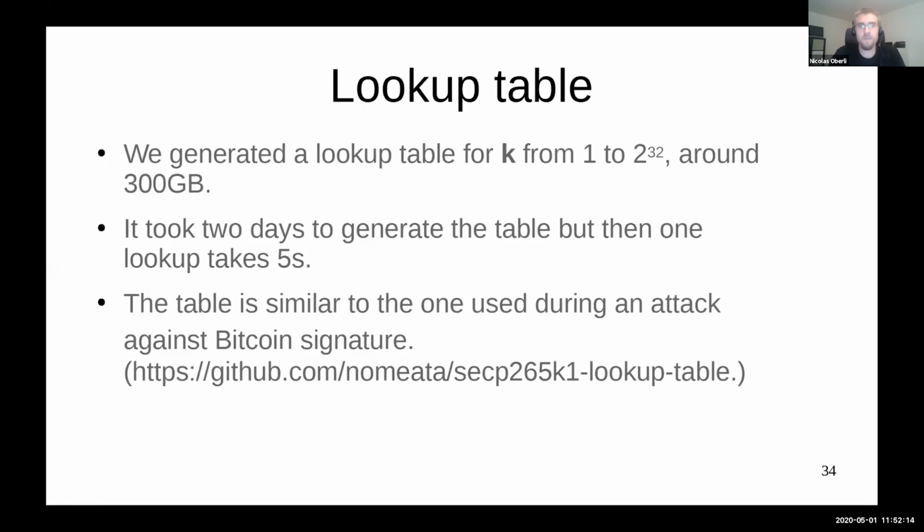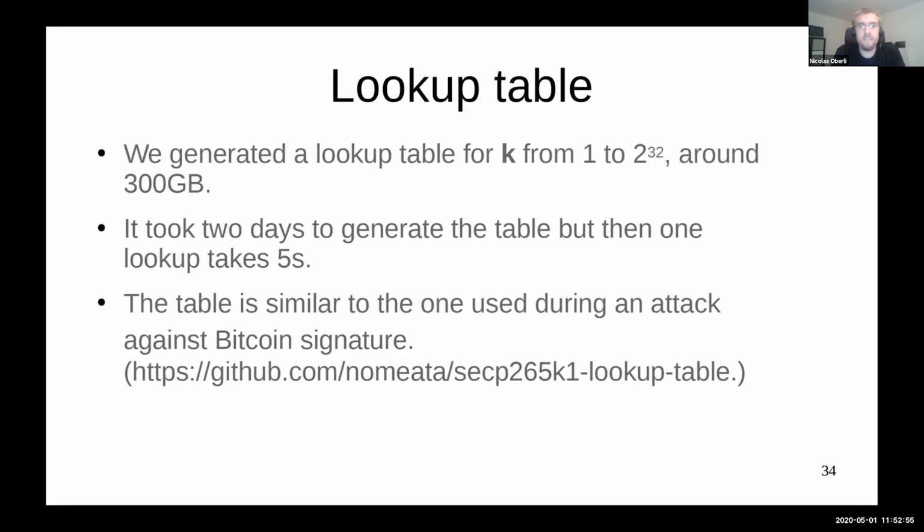In parallel of this, we generated our lookup table. So we generated the table for all values of k, so the nonce value, between 1 and 2 to the power of 32. So all values on 32 bits were generated in a table. The final table took, I think, about 2 days to generate, and it weighs 300 gigabytes. Once this lookup table was done, looking for a specific value within that table took about 5 seconds.